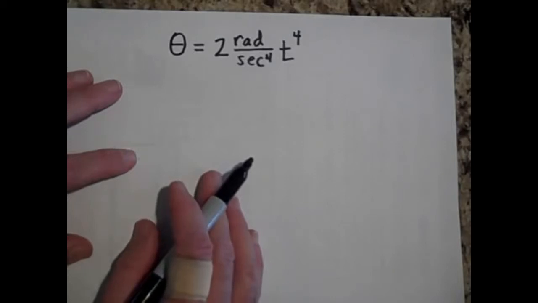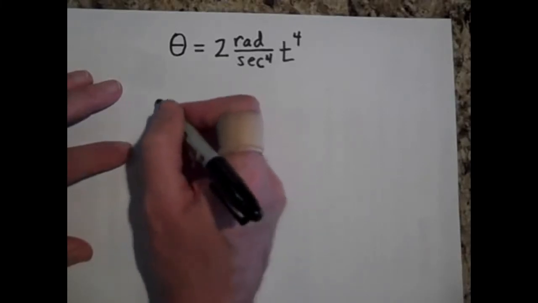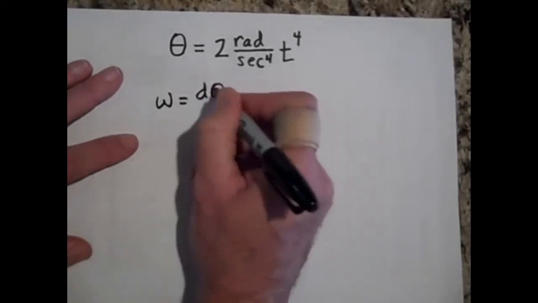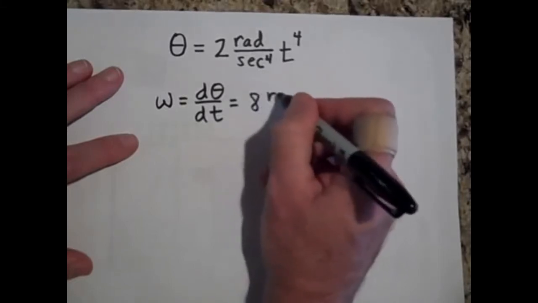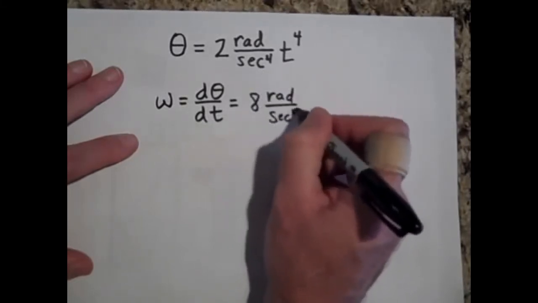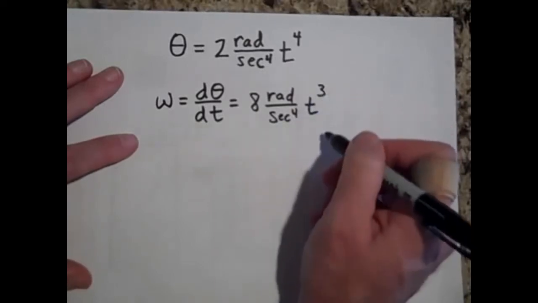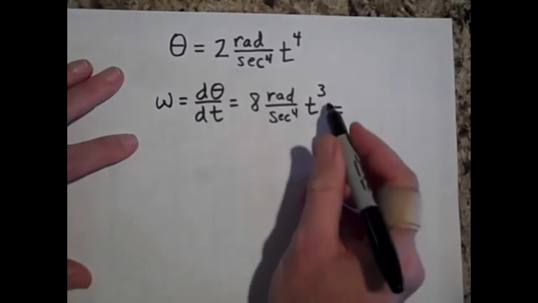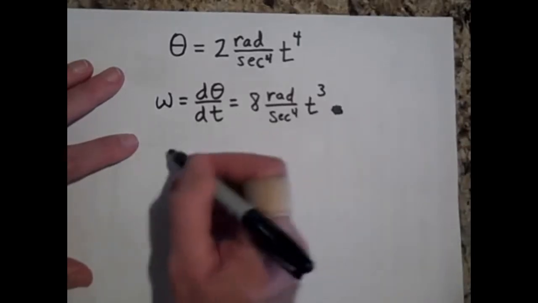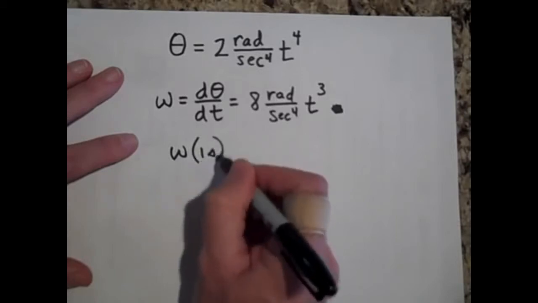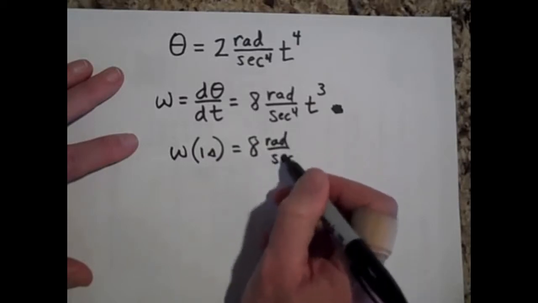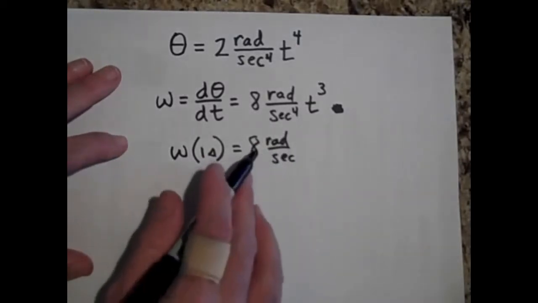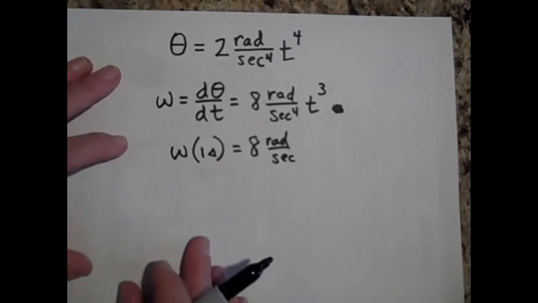Okay, let me find the angular speed after 1 second. How fast will it be going after 1 second? Well, the angular speed is just the derivative of theta with respect to time. The derivative of theta is 8 radians per second to the fourth times t cubed. So if I put in 1 second there, omega at 1 second looks like it's 8 radians per second. Every second, at that point, it's going 8 radians, though it's not going to be doing that except for that one point in time.